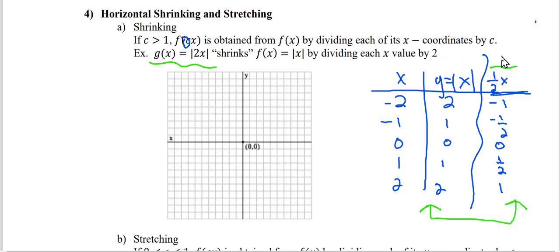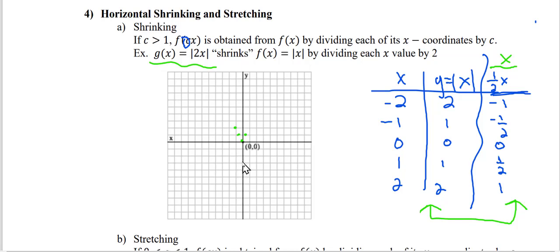These become our new x's. So when x is -1, the y is still 2. When x is -1/2, the y is 1. 0, 0. 1/2, 1. So notice I'm halfway in between there.